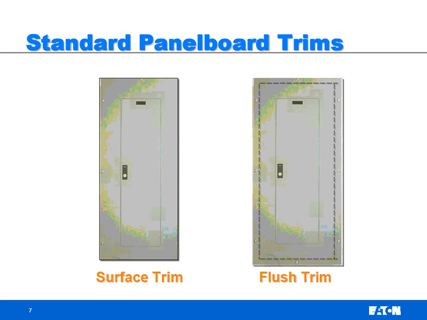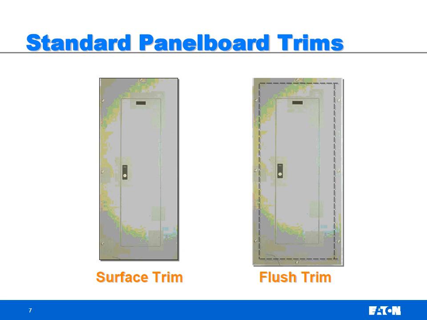The other option is to flush mount it. When I say flush mount it, really this is what we're talking about. There's a hole in the wall between two studs. If you think about a residential panel, designed to fit between two studs, boxes in the wall, panels in the wall, conduits are in the wall. The only thing on the outside is the trim. And we'll need to know that as a manufacturer to make sure you get the proper trim.